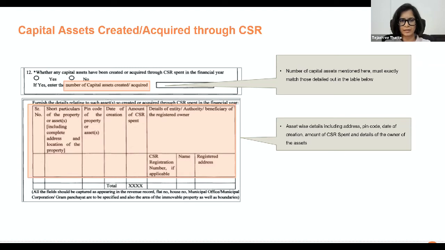What we advise our clients is they can ask their NGO partners who are implementing the projects to share details of all capital assets that they have created or acquired through their CSR programs. So it becomes easy for the corporate to report on them.